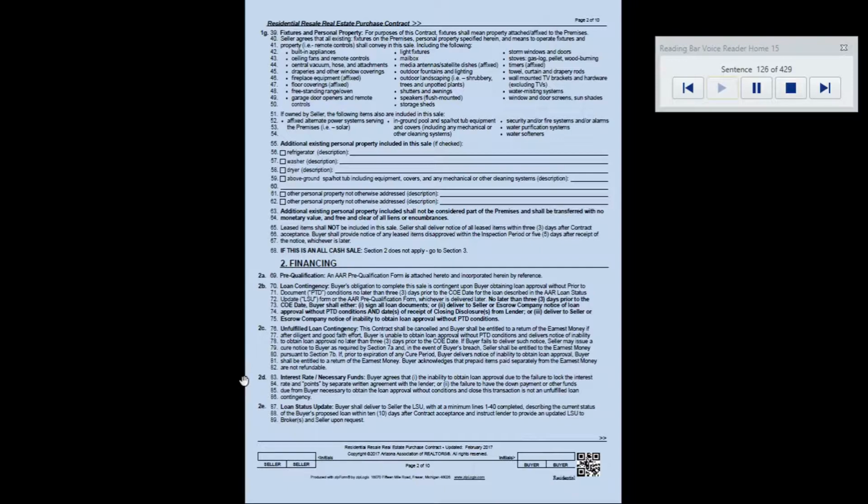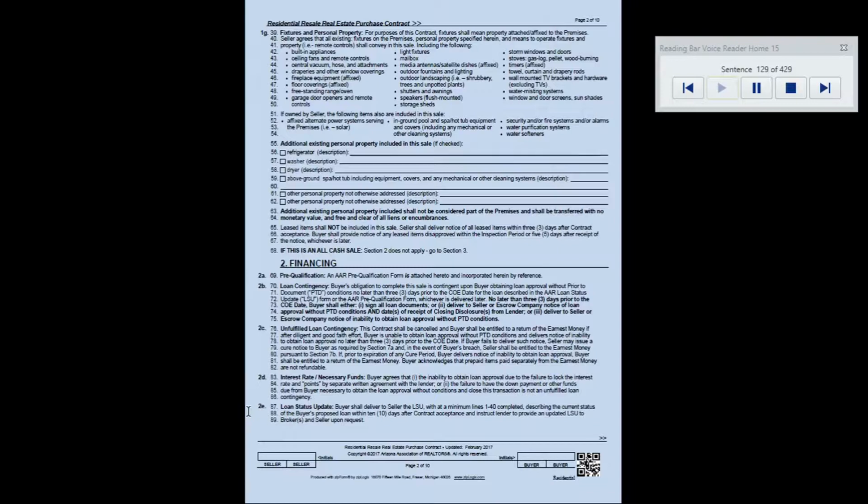2D. Interest rate, necessary funds. Buyer agrees that 1. the inability to obtain loan approval due to the failure to lock the interest rate and points by separate written agreement with the lender, or 2. the failure to have the down payment or other funds due from buyer necessary to obtain the loan approval without conditions and close this transaction, is not an unfulfilled loan contingency.